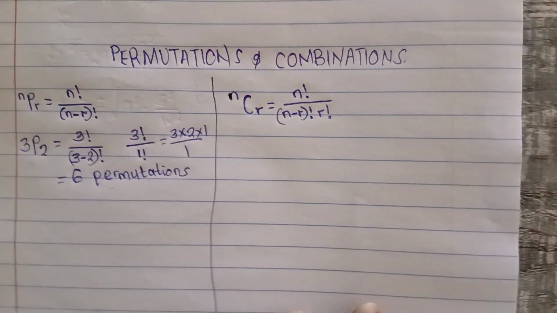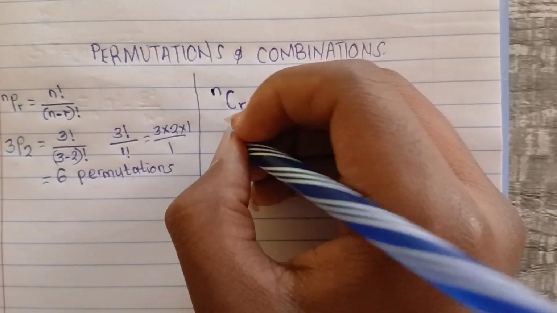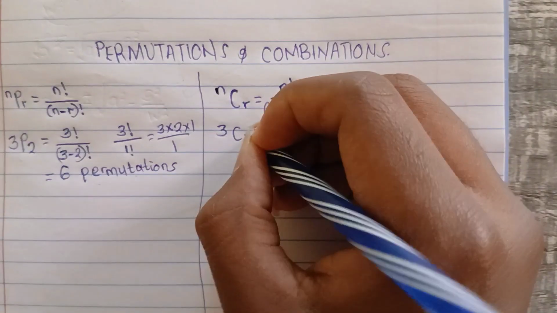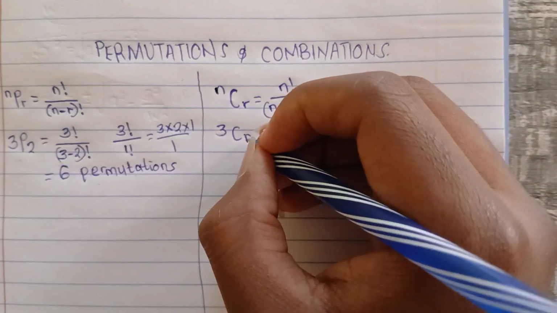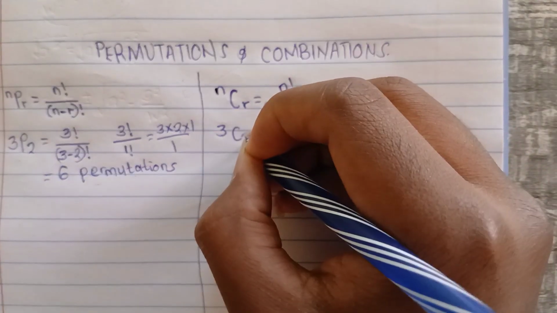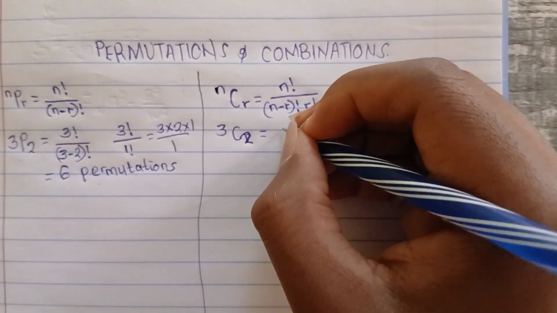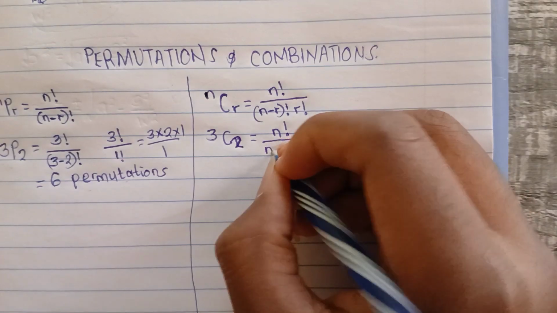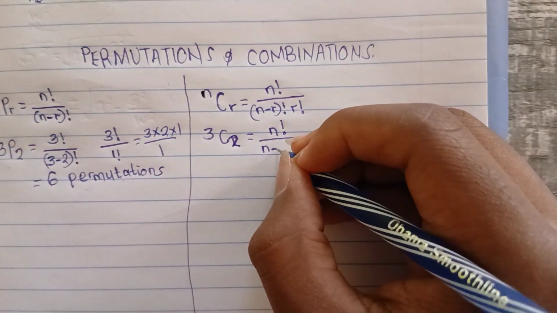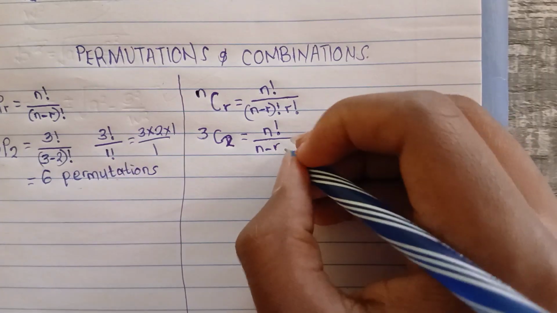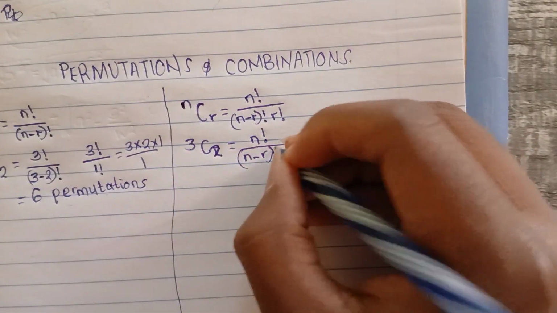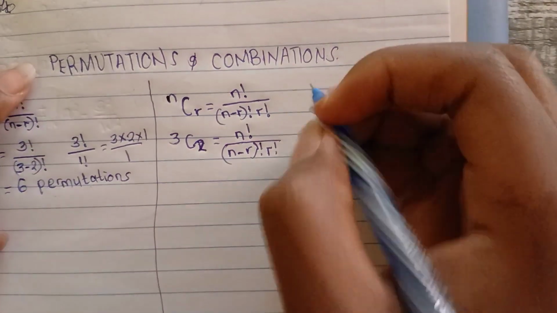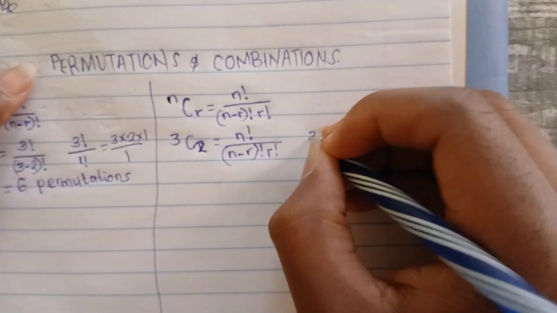Yeah, like that. So then, for combinations, if you have 3 things and you're picking r things at a time, let's say r is 2. It will be n factorial over (n minus r) factorial multiplied by r factorial. Let's write the formula. So here n is 3, so that is 3 factorial.